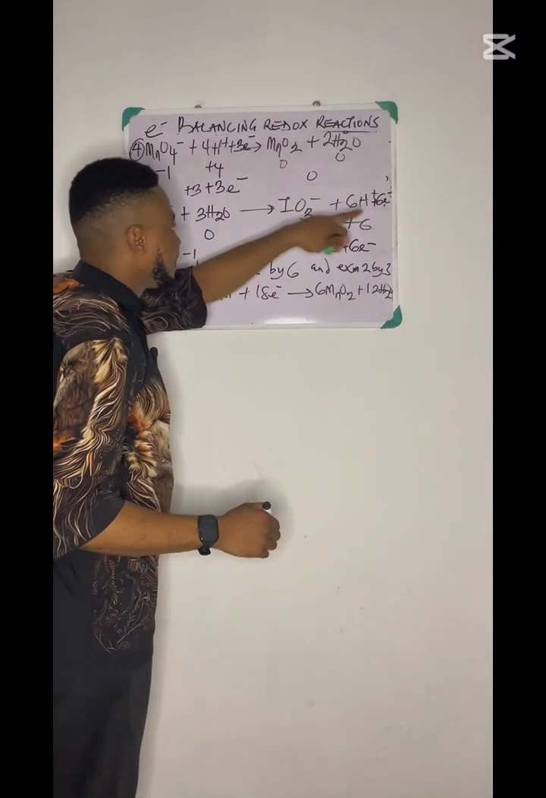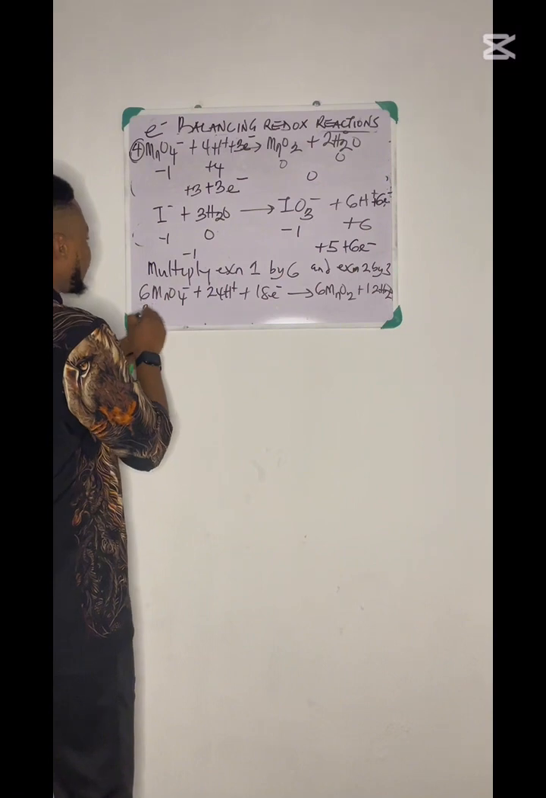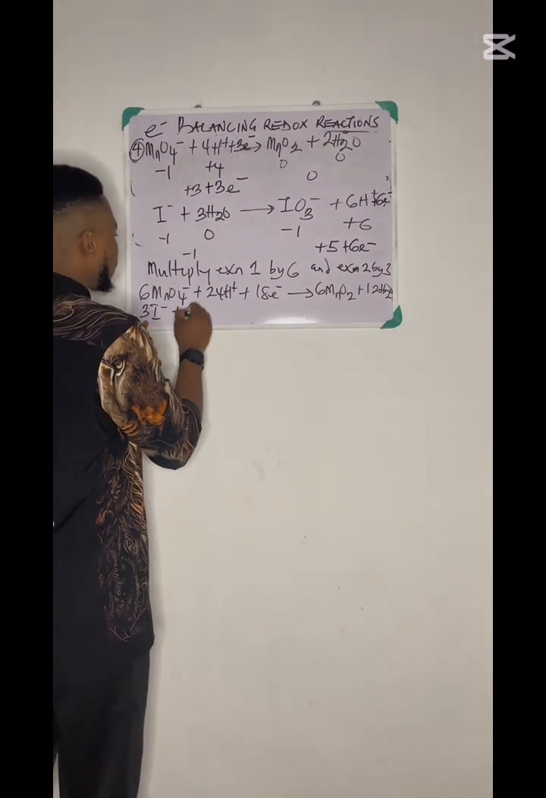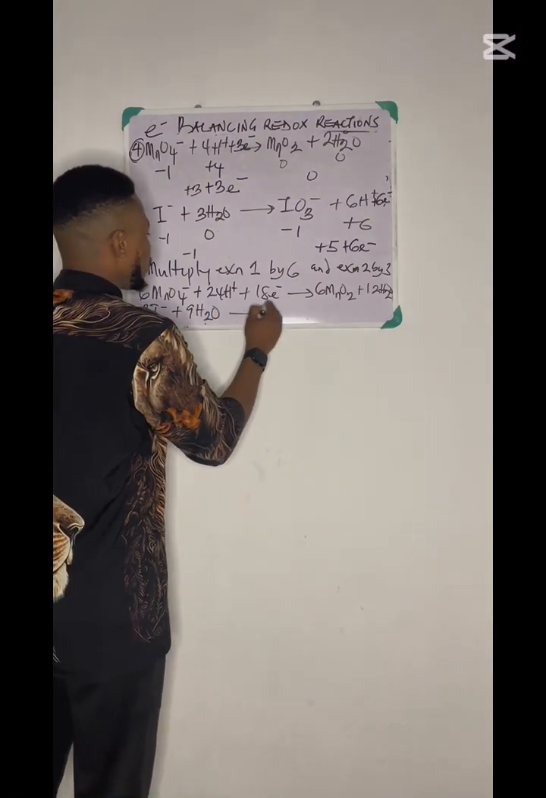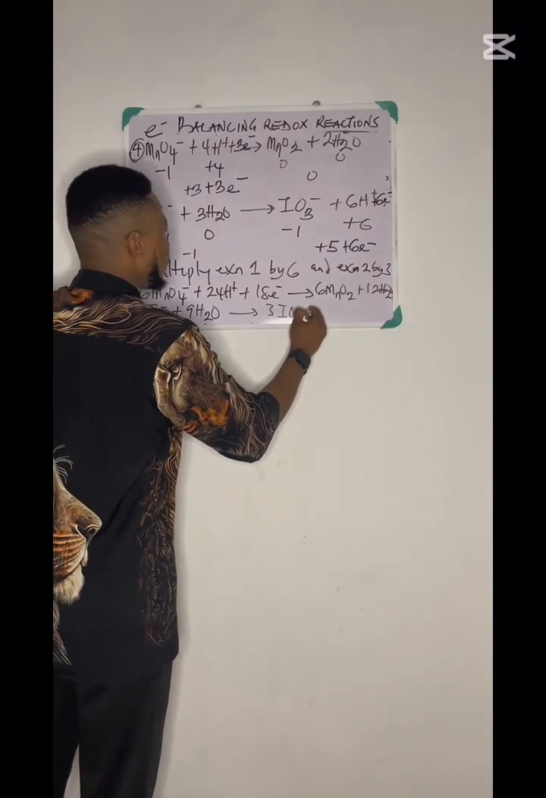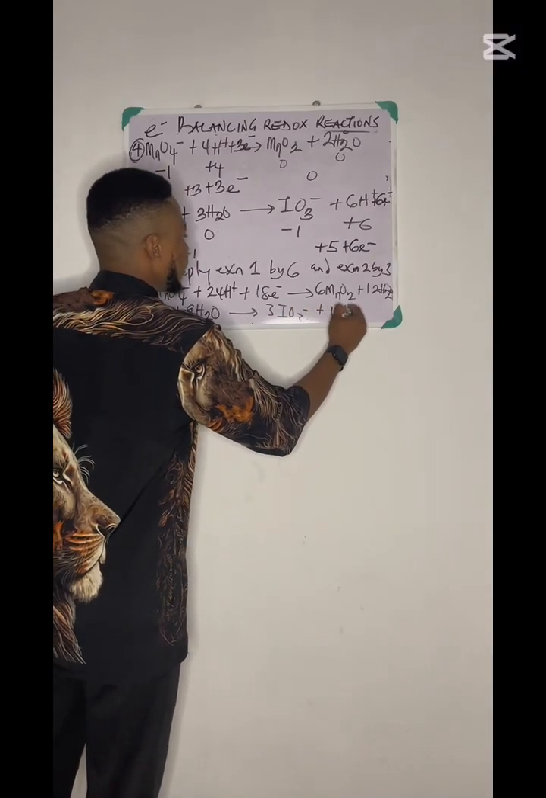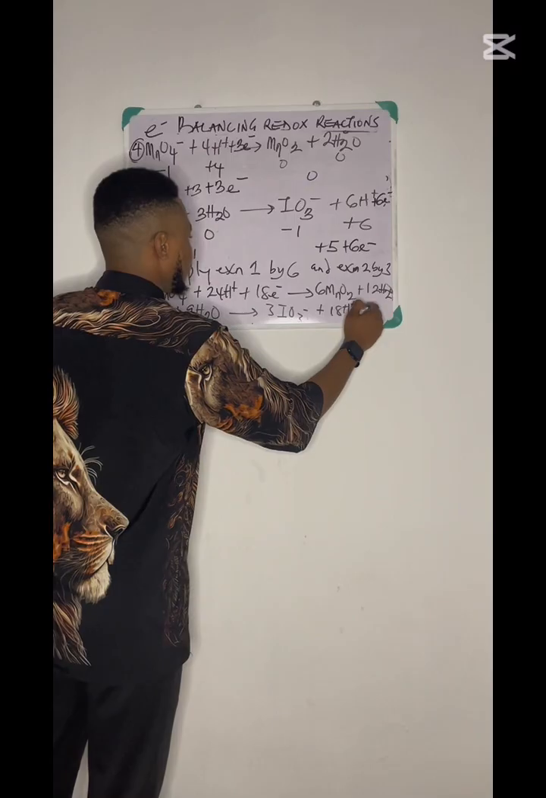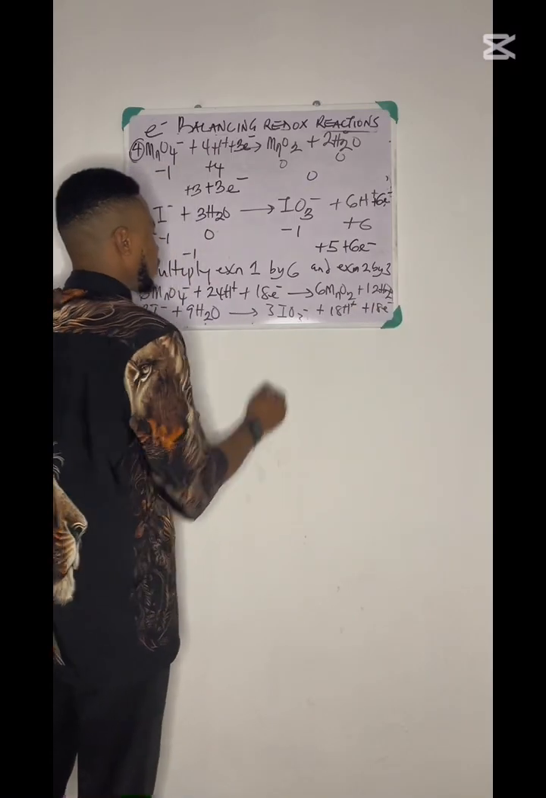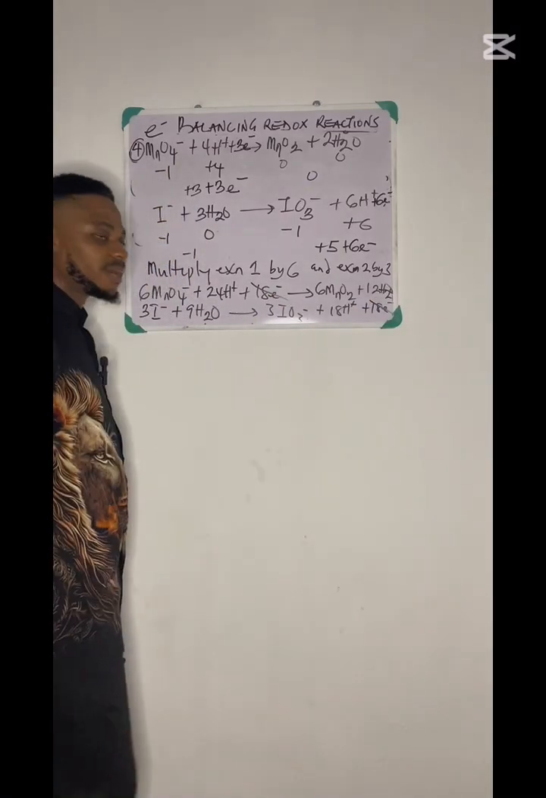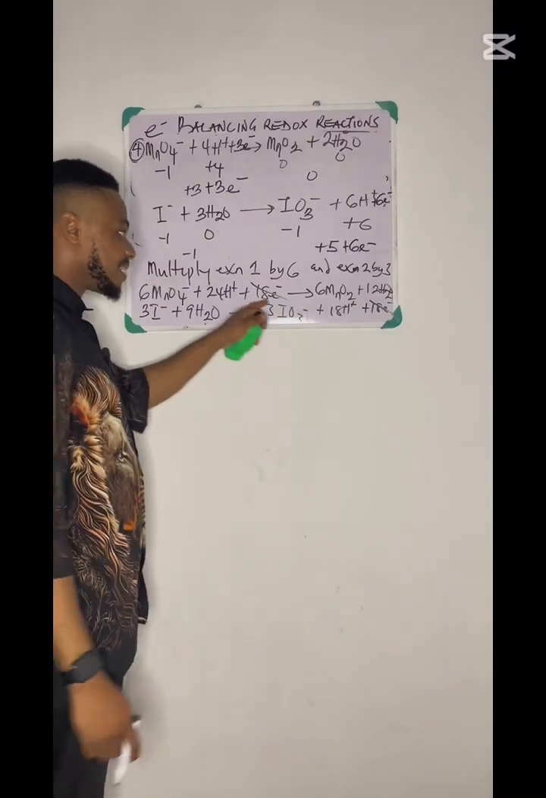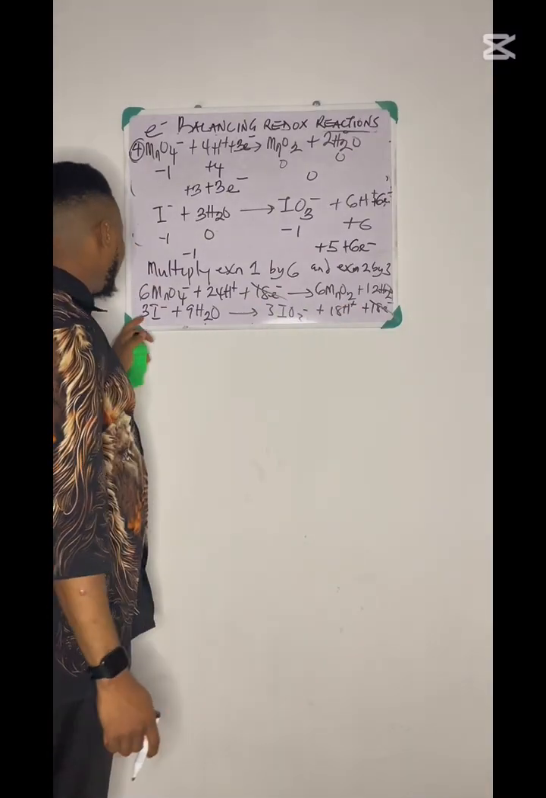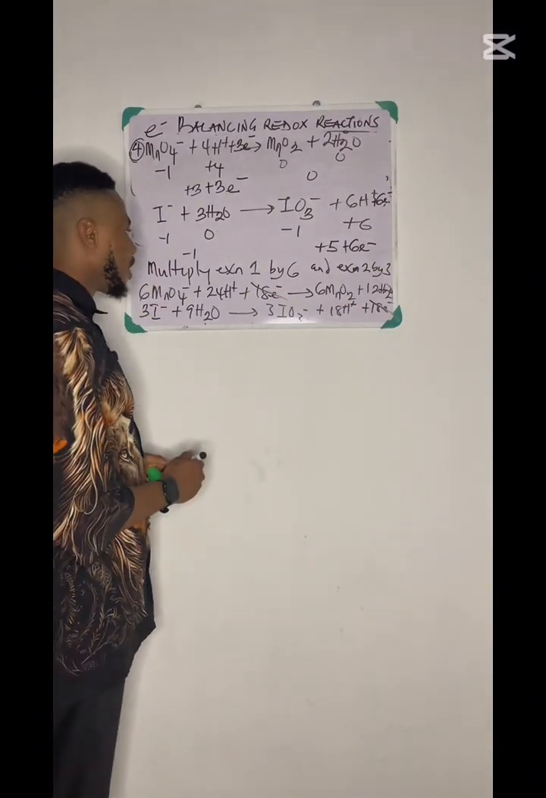Then if we multiply this by 3, it means that we'll have 3I minus plus 9H2O to give us 3IO3 minus plus 3 times 6, 18H plus, plus 3 times 6, 18e minus. 18e minus will cancel 18e minus. That is the idea, to have equal electrons. Then let us check what we can also cancel.